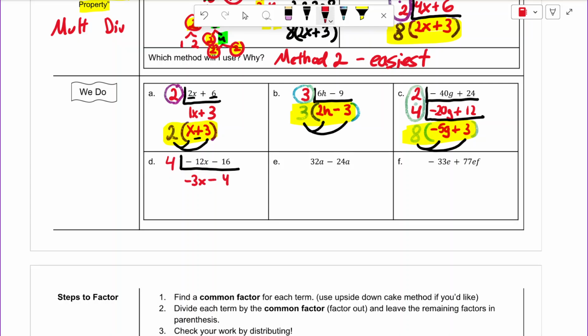Bring down that minus sign. And there's nothing else we can take out, so we put the parentheses around it. And then we take our GCF and put it in front. To check, remember, you can do distributive property. You can see that's going to equal the beginning.